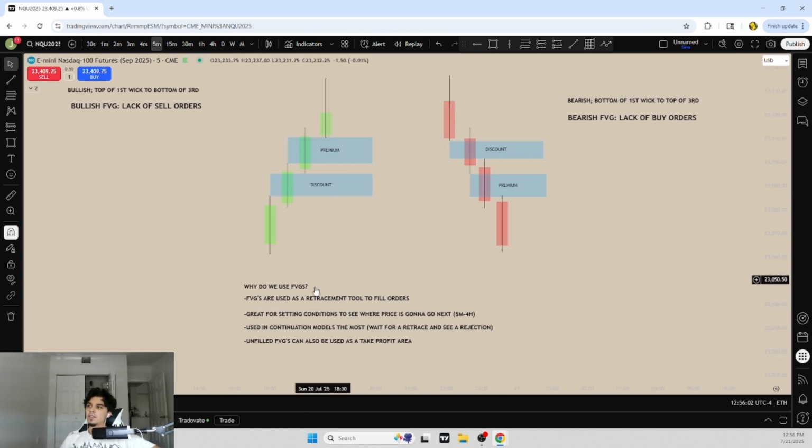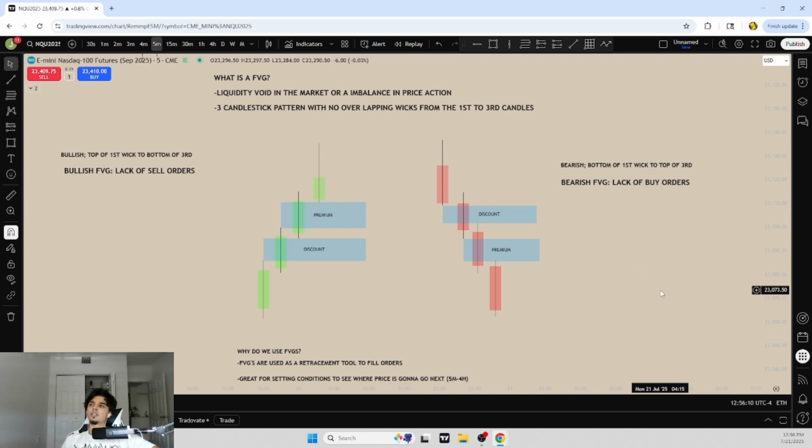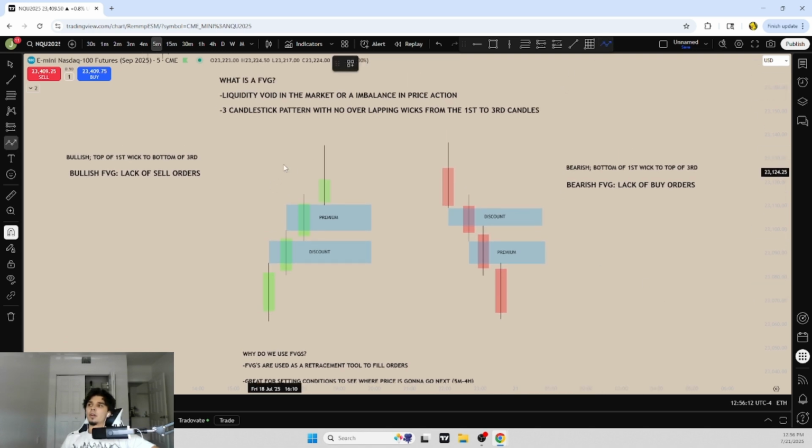Now, our third point as to why do we use fair value gaps? Well, they're used in continuation models the most, right? So we want to wait for a retrace and see a rejection. Exactly what I was just explaining, right? If price is way too premium up here, we want to wait for a retrace into either, it doesn't matter which fair value gap, right?